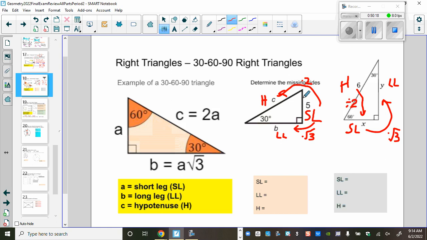Because, for instance, if we started with the short leg, all you're doing is just multiplying. Now, the question is, do I multiply by 2, or do I multiply by the square root of 3? So, the short leg is always across from the 30-degree angle. So that might be something to think about.